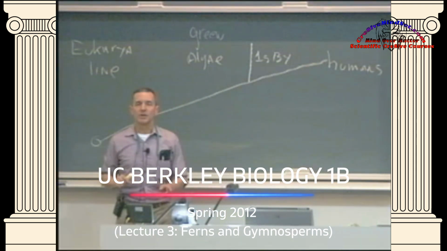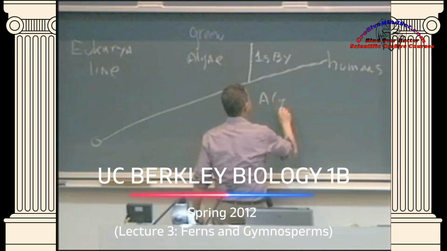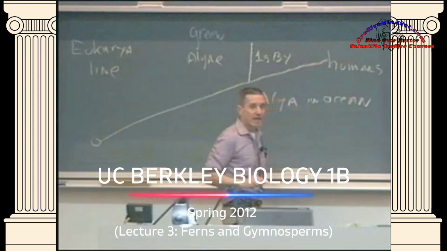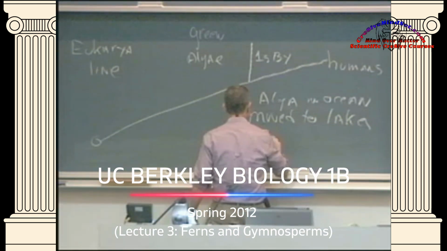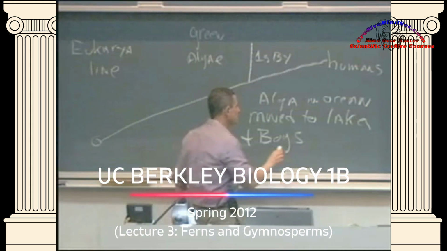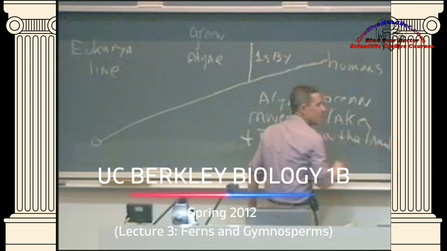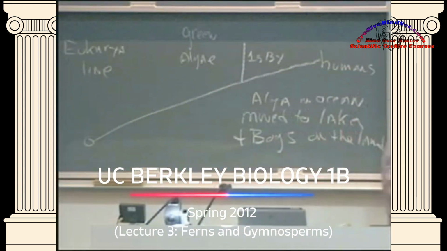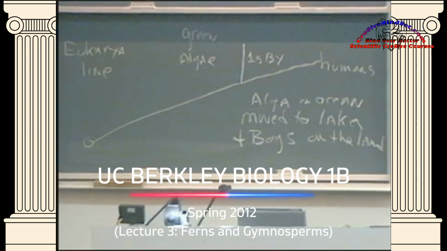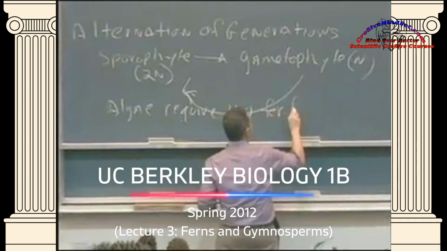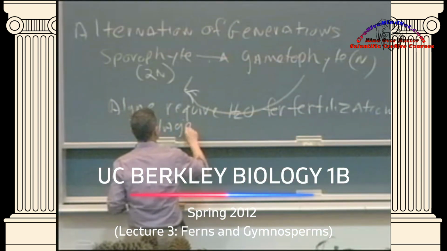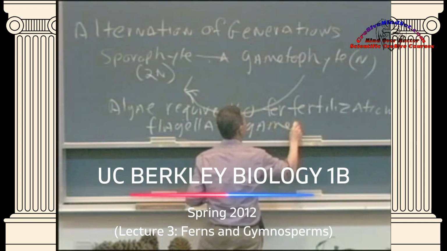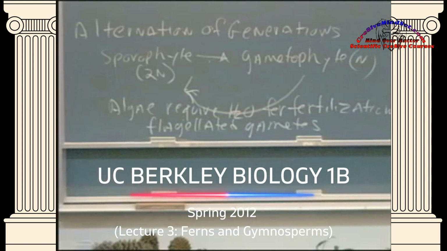Also during this first billion years, we think that an alga in the ocean, where life began, probably moved to lakes and bogs on the land. Now remember, the algae require water for fertilization. That is because of the flagellated gametes. And so if they were going to move to some place, they had to move to some place where they could continue their life cycle, where there was standing water, as you might find in a lake.